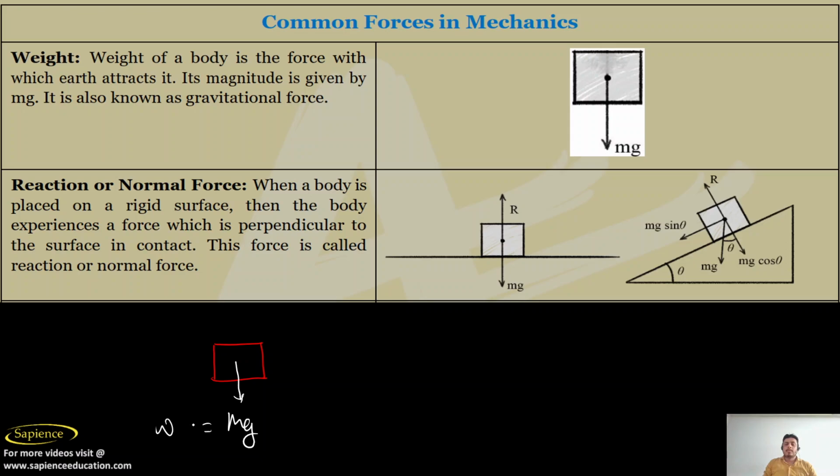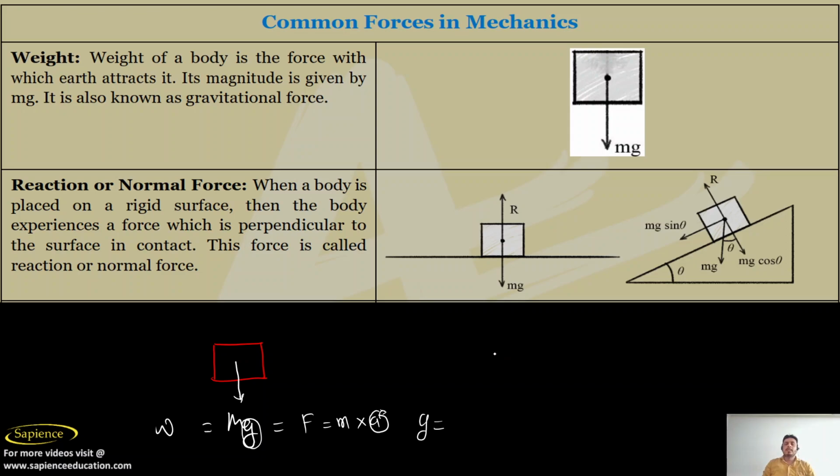Why is weight W equal to mg? It is actually the force. Force, you know, F equals m into a, but in place of acceleration you need to write g, because g is also an acceleration due to gravity of the earth. So whatever object there is, it must have some weight, and that weight is equal to mg, which acts in a downward direction.